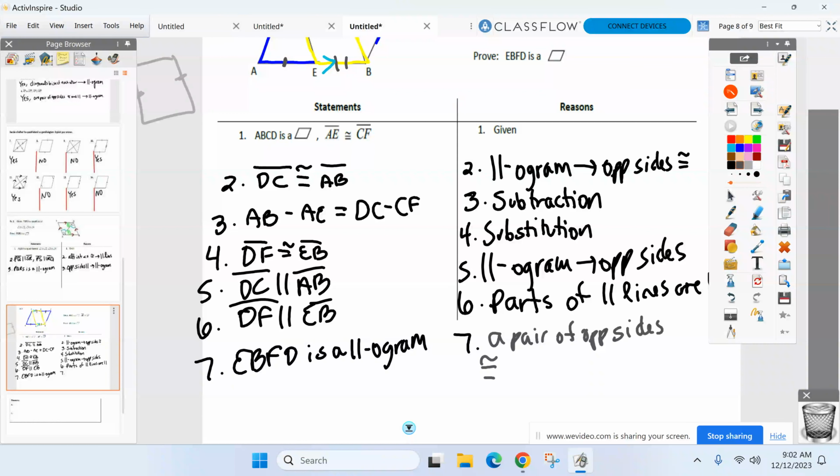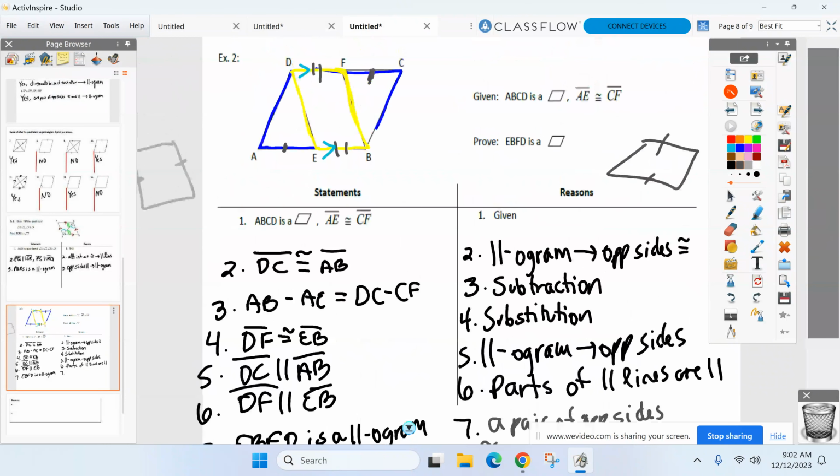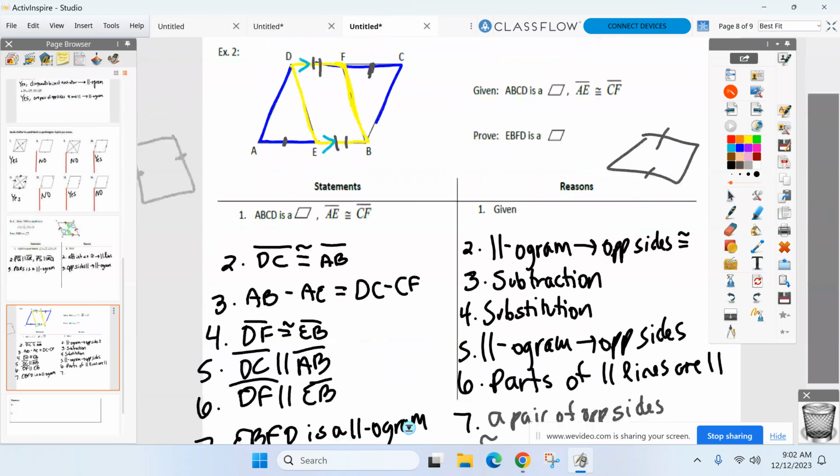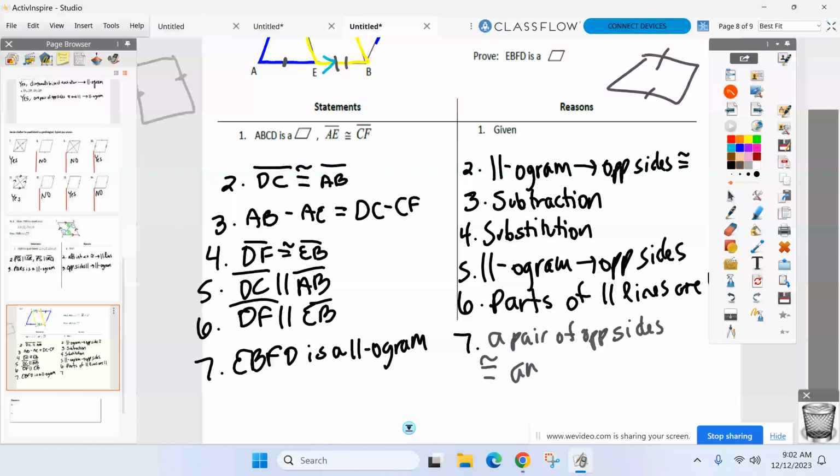I need more though. This is what you're saying right now, Stephanie: a pair of opposite sides congruent. We did congruent and also did what? And parallel. So we've got to write the and parallel part. And parallel implies a parallelogram, because just being congruent wouldn't be good enough.